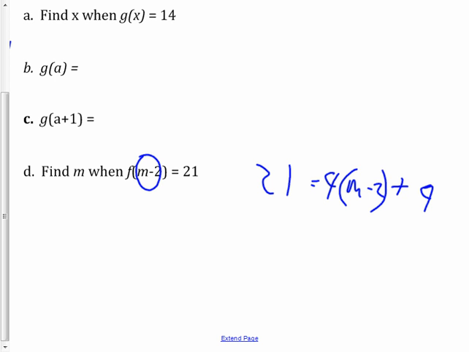Ah, a bunch of people have it now. Good. Oh, everybody's getting it right. I'm going to save time and say m equals 5.